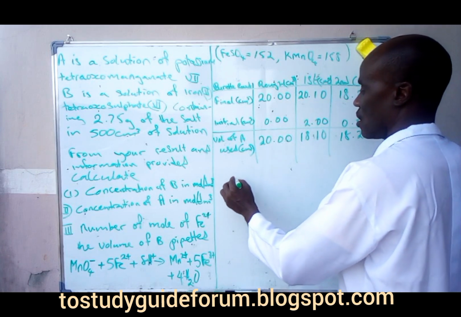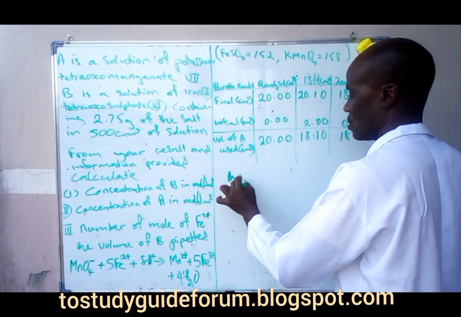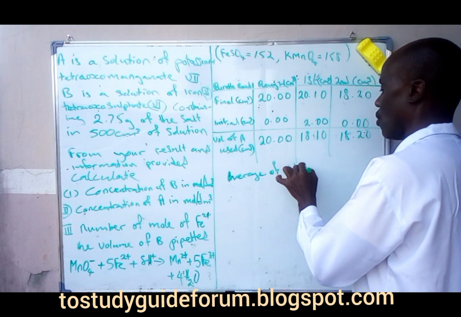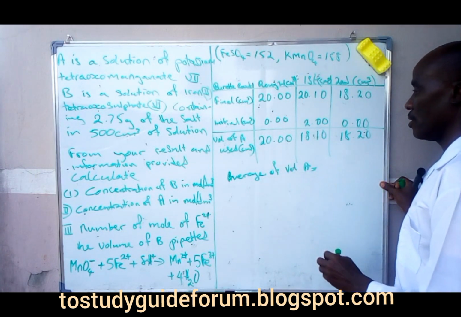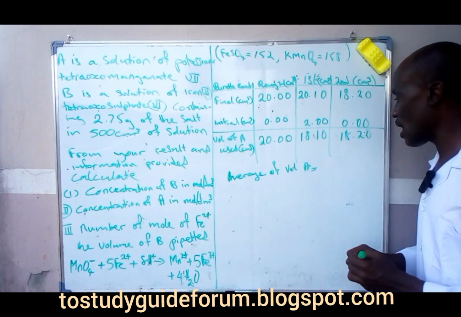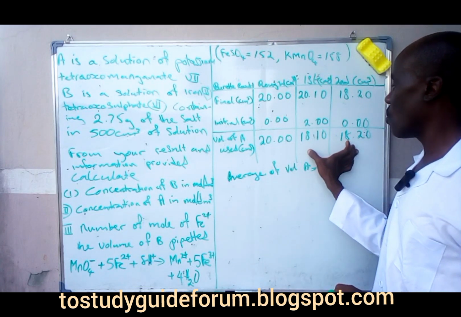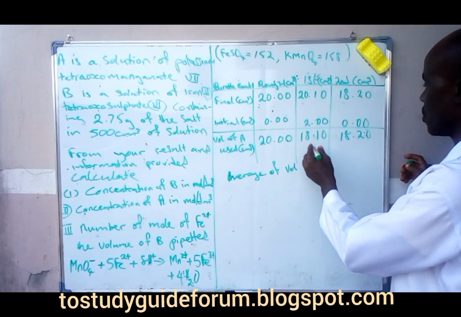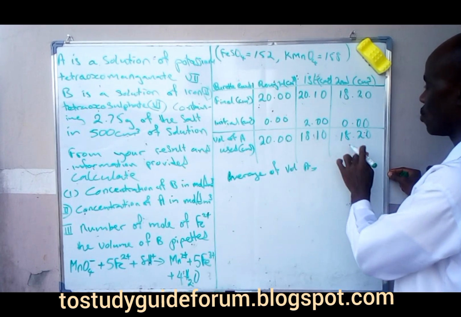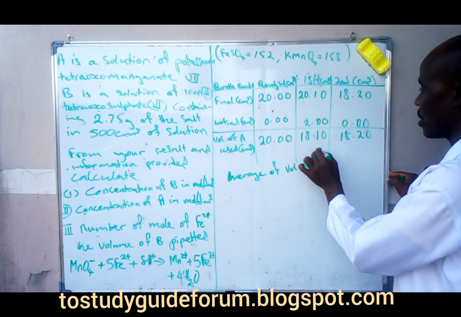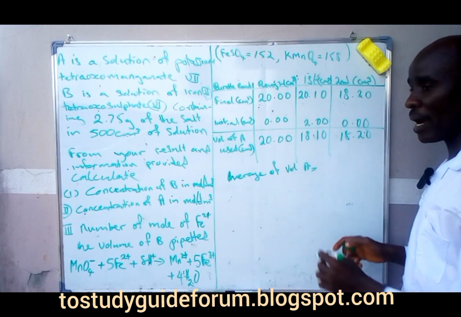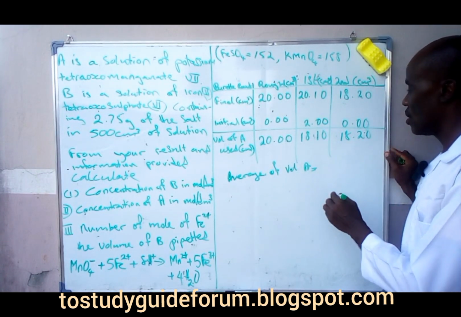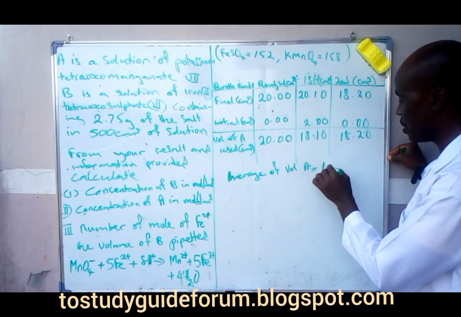When we do that, remember the average volume of A. If you look at it, you are likely to take the ones that rhyme, that are consistent. If you look at it, they are very close to each other. We can use the first and second. Normally we don't use the rough. Since these seem to be rhyming together, the differences are normal.